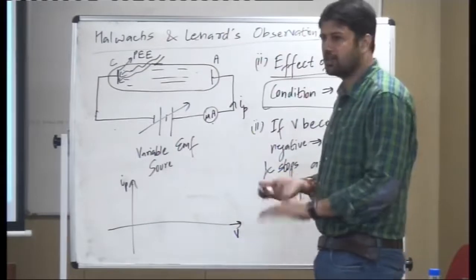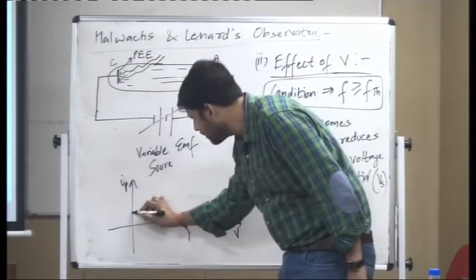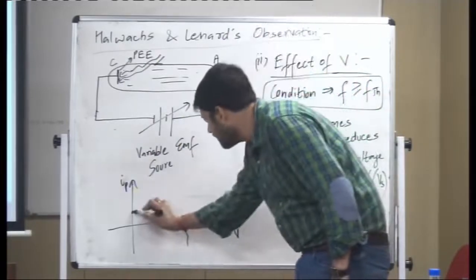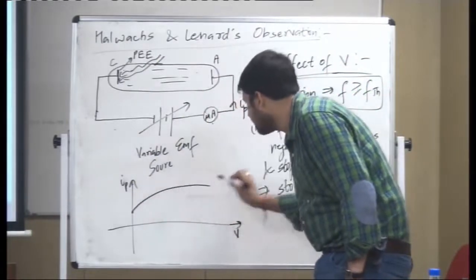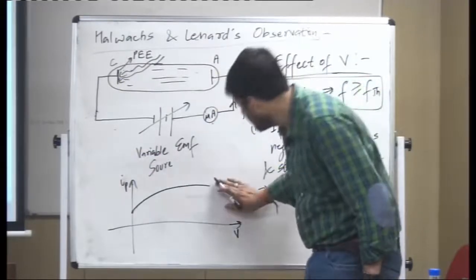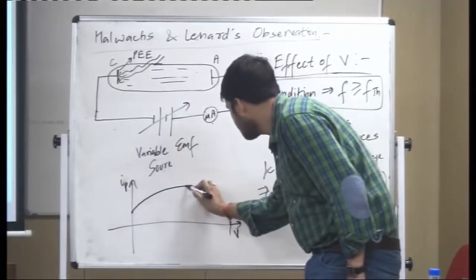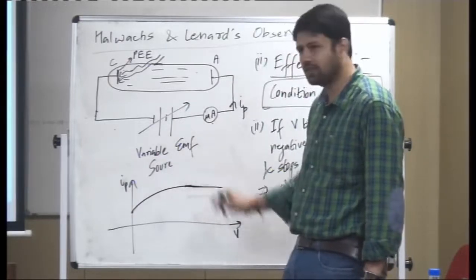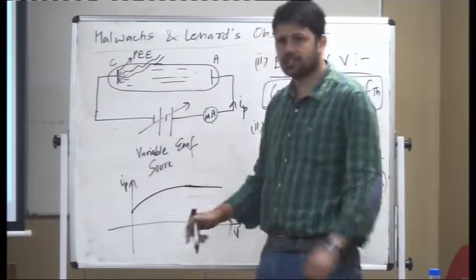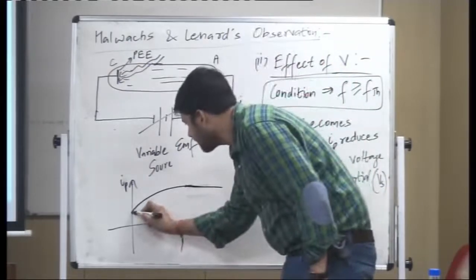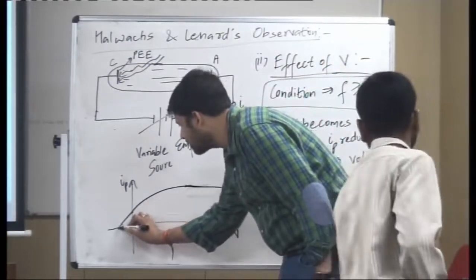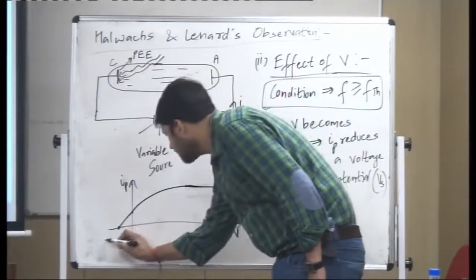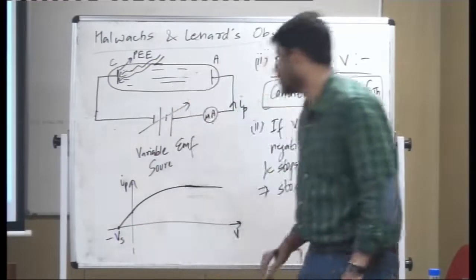Okay. So when voltage was 0, there was some saturation, some photocurrent. If you increased the voltage, current increased, but up to a limit, after which saturation came. So saturation means the graph should become parallel to the x-axis. The value is not increasing now. If you decreased the potential, the photocurrent reduced and became 0 at some point. This is minus Vs, the stopping potential.